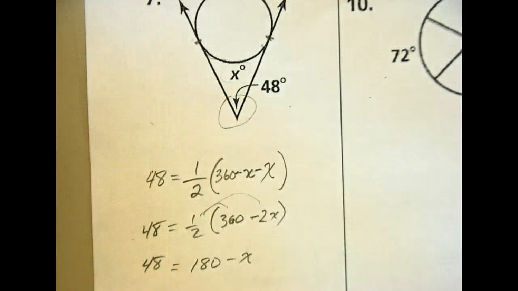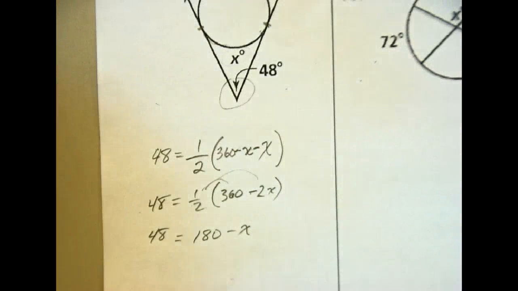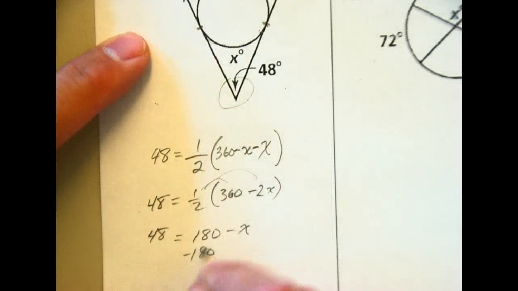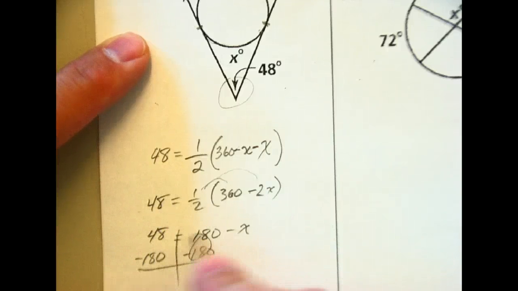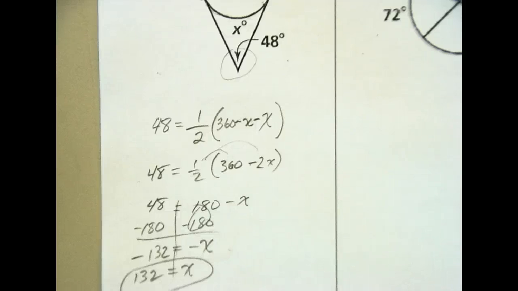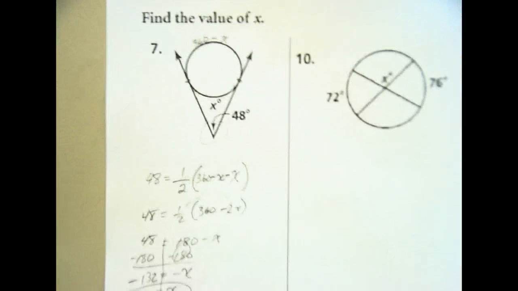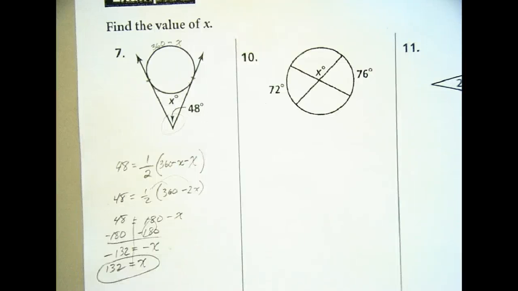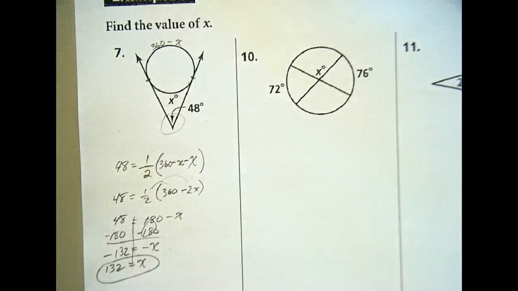Good? Now what? Add x. Now subtract 180. Doesn't matter, either way. So let's subtract 180. Let's keep x where it is, and we'll flip signs at the end. So we get 48 minus 180, negative 132. 132 equals negative x, so positive x equals 132. X equals 132. Well done. A little tougher, right? Any questions there?